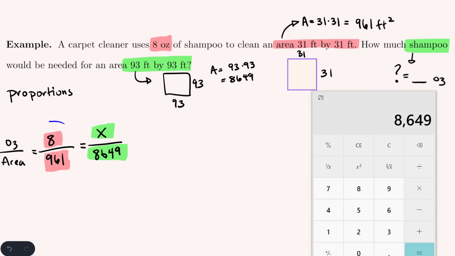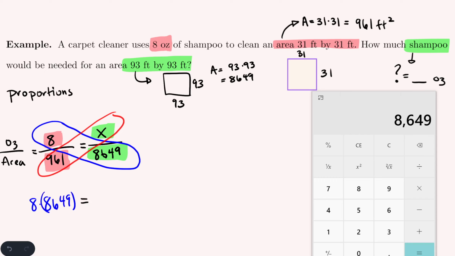By cross multiply, I mean take the bottom of the right side times the top of the left, and then in the opposite direction, take the bottom of the left times the top of the right. So 8 times 8,649 is equal to 961 times X. Now let's simplify the left side. So the left side is 69,192. The right side is our 961 times X.